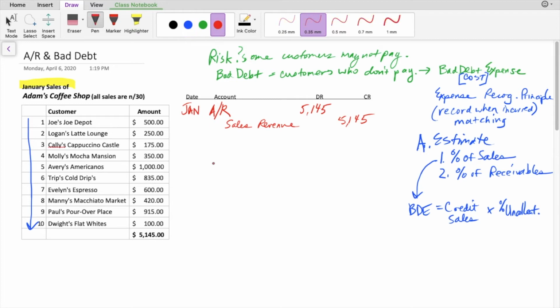When we look at accounting for accounts receivable, right? We have sales on account, and then we expect to collect some of those sales. So let's say that during the month of January, we collect from Logan's Latte Lounge, we collect from Molly's Mocha Mansion, from Tripp's Cold Drips, we collect from Manny's Macchiato Market, and we collect from Dwight's Flat Whites. And so if we collect from all of those customers, then what would we record?